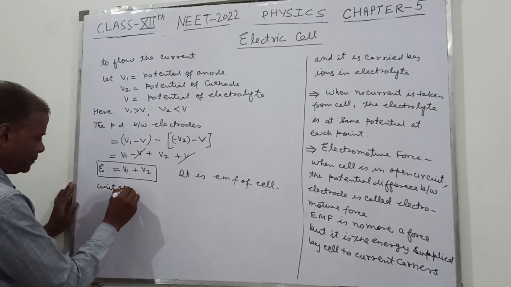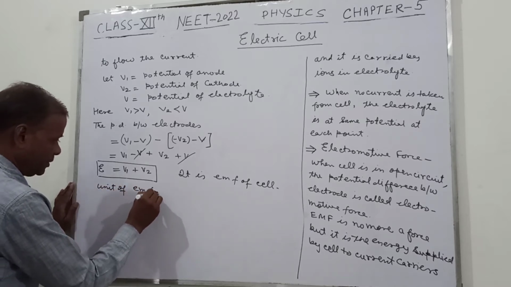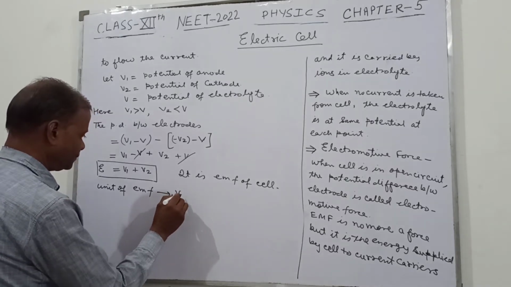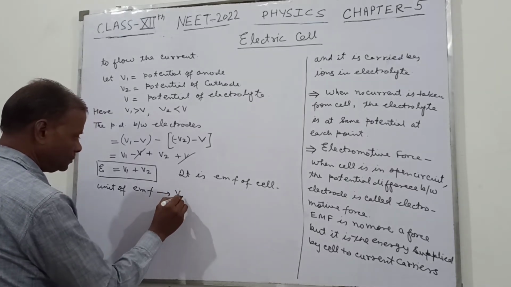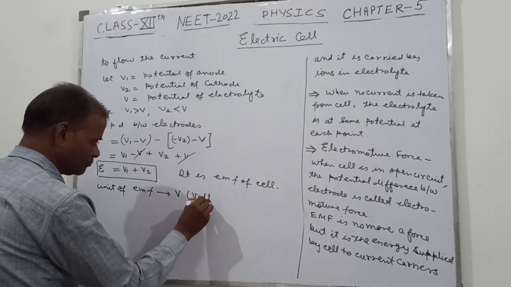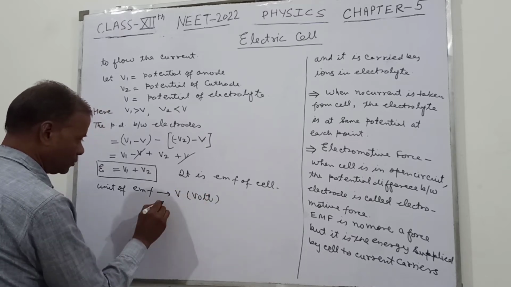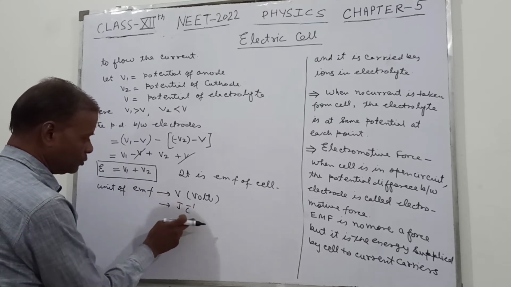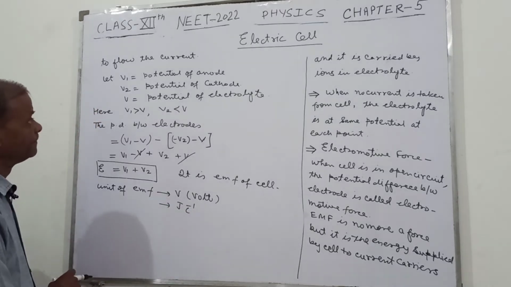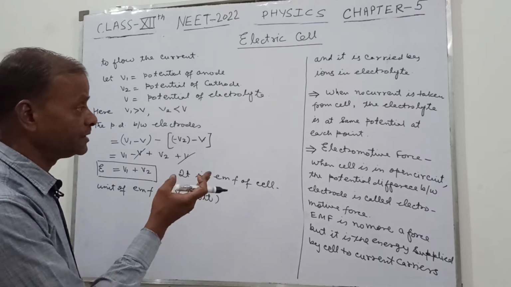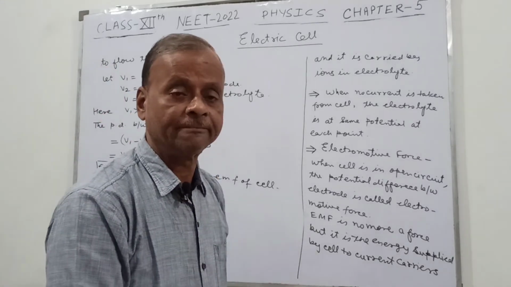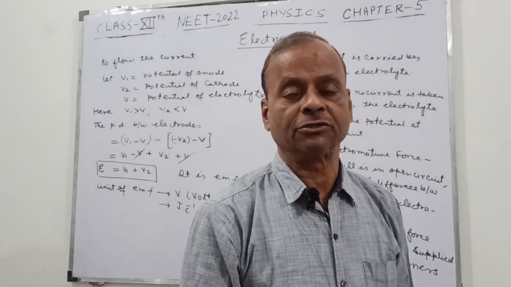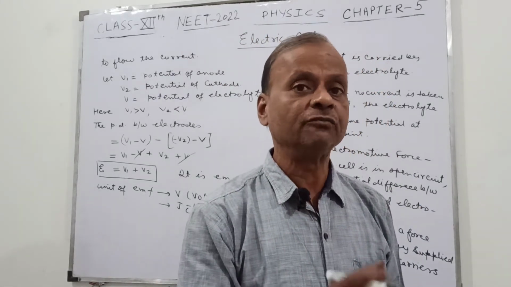Unit of EMF is volt, or joule per coulomb. This is also joule per coulomb. So we also define the electromotive force as the work done to carry a unit positive charge throughout the circuit along with the cell.